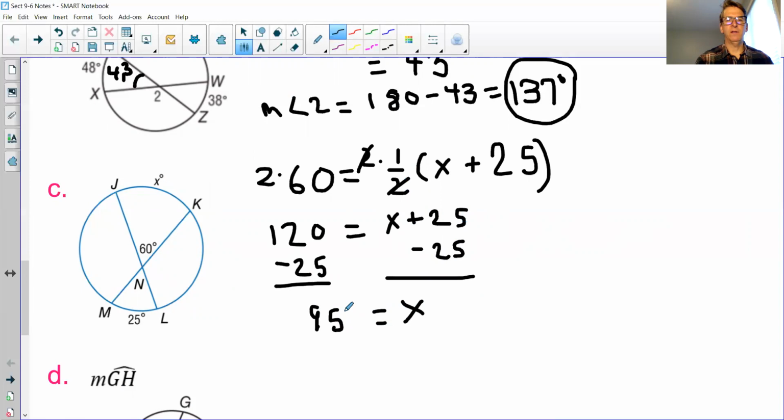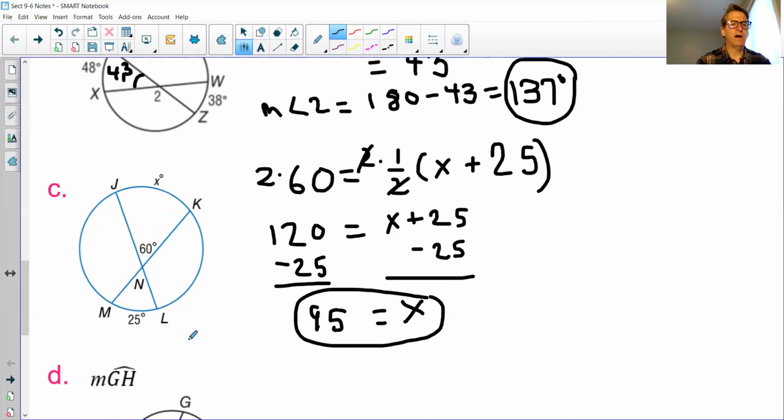So keep a lookout on those types of problems. Here you're given the angle measure, 60, and you set up your arcs. You add your two arcs, take it times 1/2, and with your algebra the answer is that arc JK is 95.